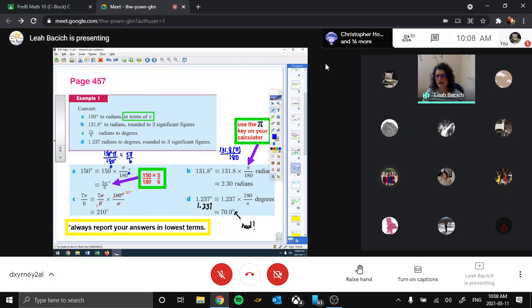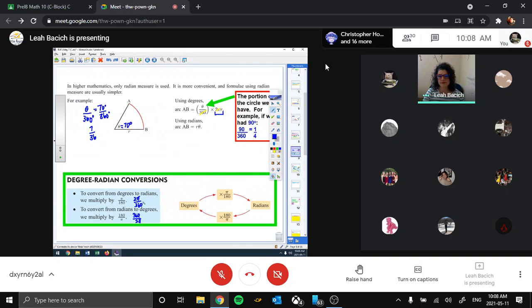There's a nice little diagram right here in your book that, when you're doing your notes, I would definitely write this slide down, okay? Degree to radians. This is very helpful. Because if I'm going from degrees to radians, I have to figure out what portion of the circle I have. So I multiply it by the ratio that I know, that pi is for every 180 degrees. Does that help, Carly? Yeah, thank you.